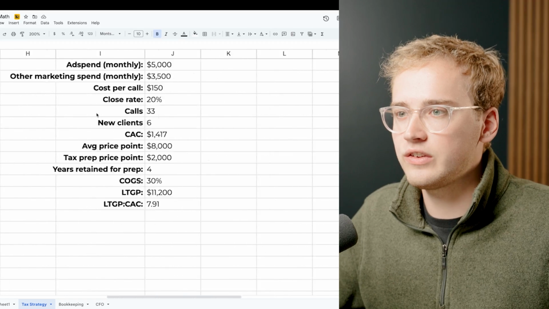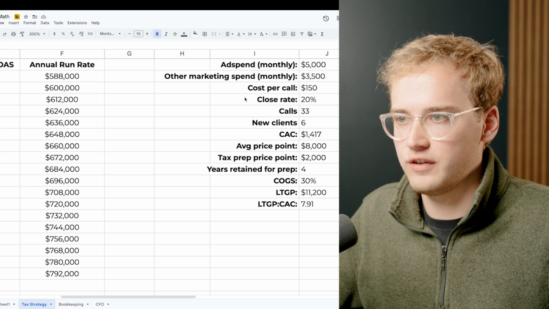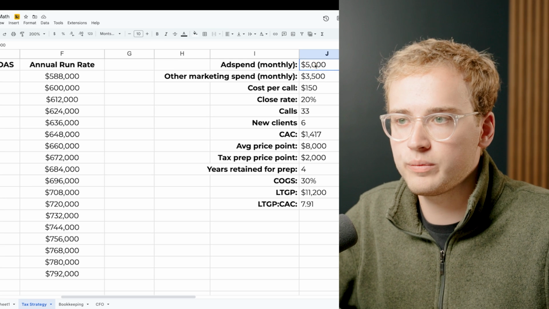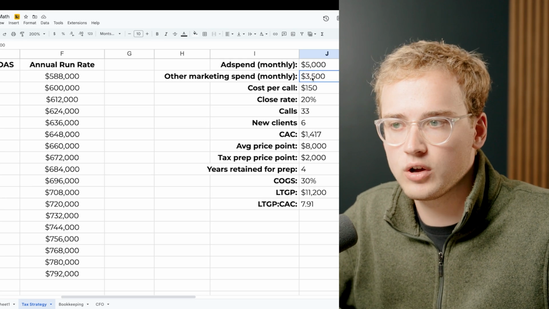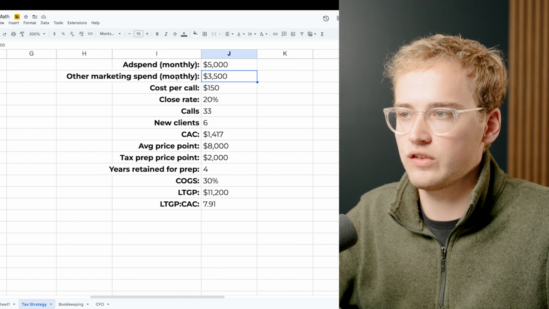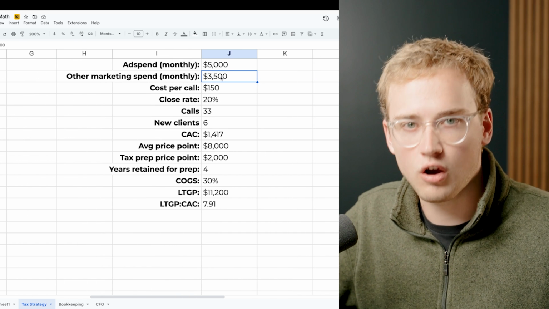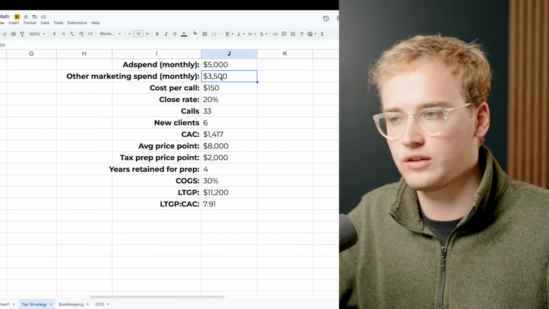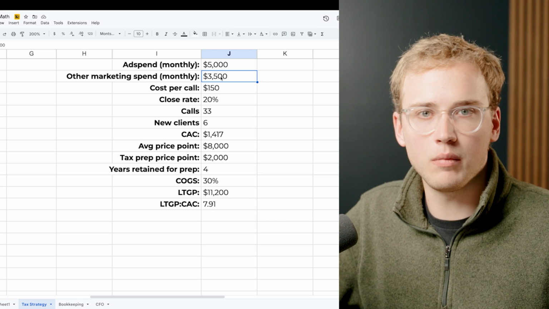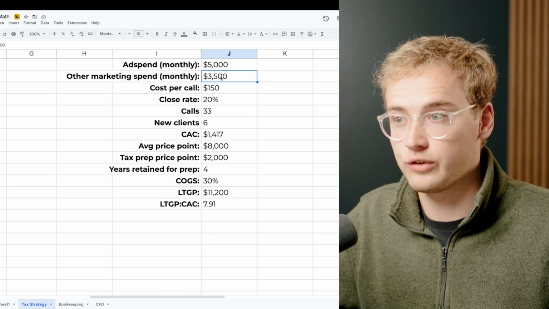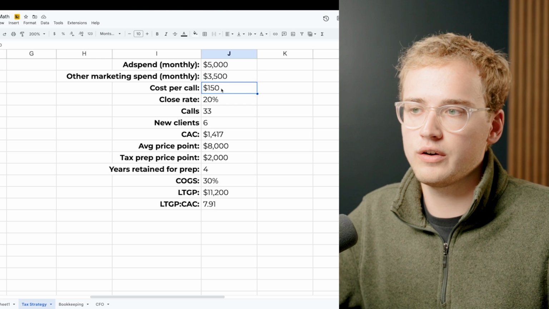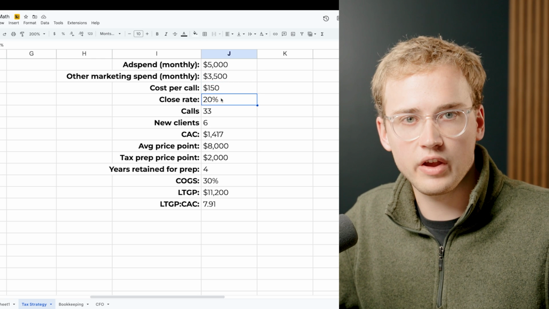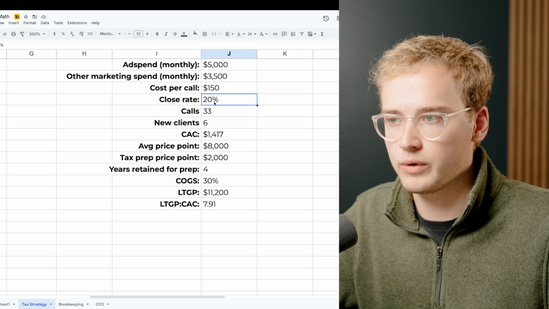So in this scenario with a tax strategy firm, we're going to say this firm is spending $5,000 a month directly on ads. They're spending about $3,500 a month on other marketing spend. Okay, so this would be like their software or the agency fee that they're investing into, or maybe a marketing person that they have full-time on their staff, right? Now, from that, they're getting a cost per call of $150, and they're closing 20% of the leads that actually get on a call with them, okay?